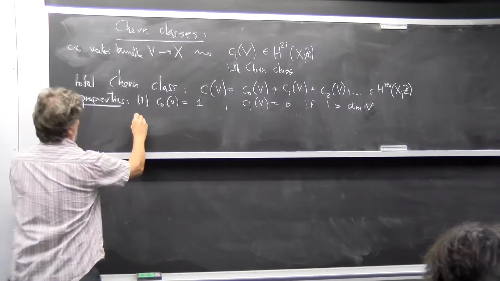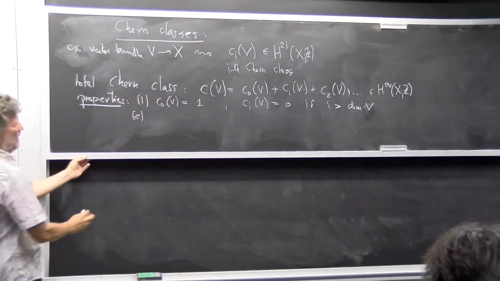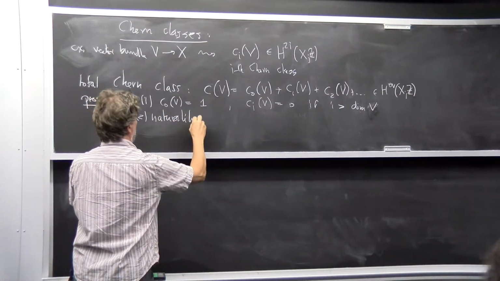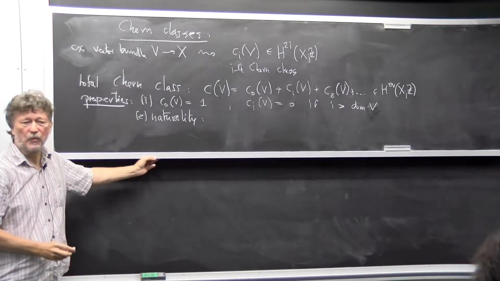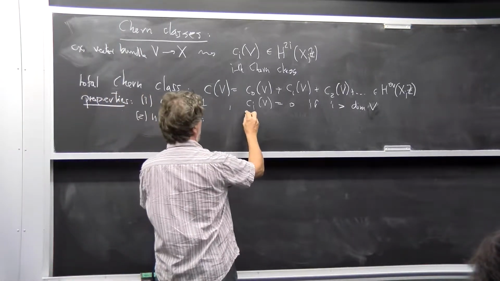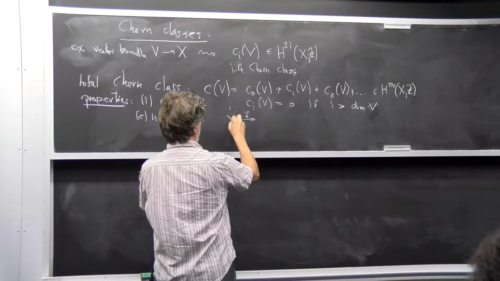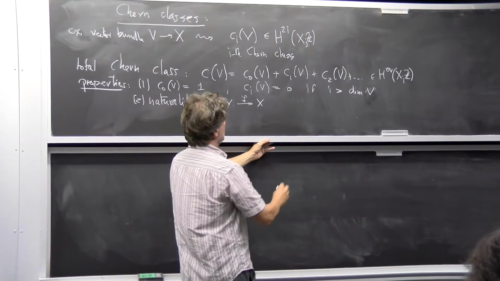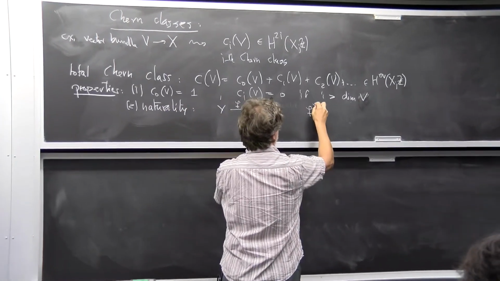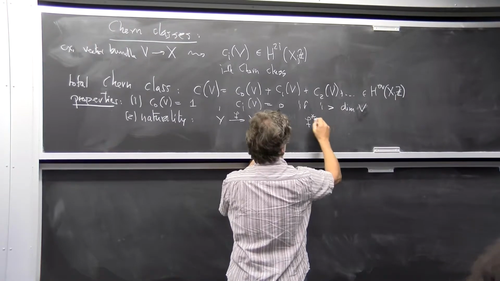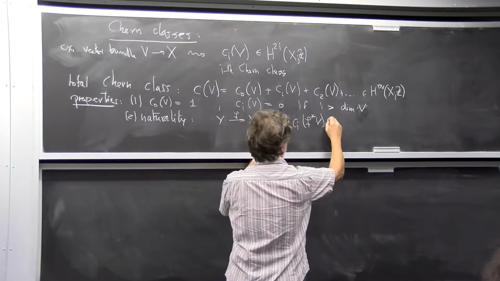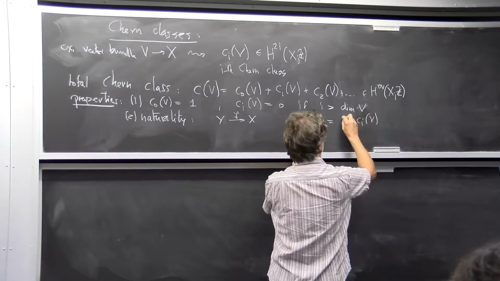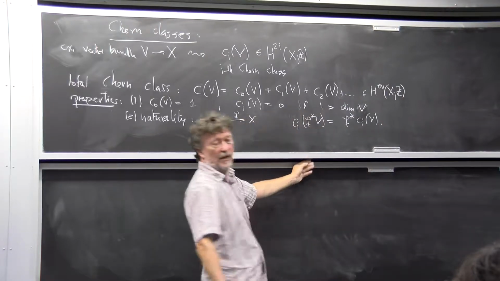Okay. Second property is you have naturality of these classes, by which I mean it's compatible with pullbacks. So suppose that you have a map f from a topological space Y to a topological space X, and you have this vector bundle V over X, then you could first pull back the bundle and calculate an ith Chern class of that, or you can first take the ith Chern class of the bundle and then pull it back, and they are equal.